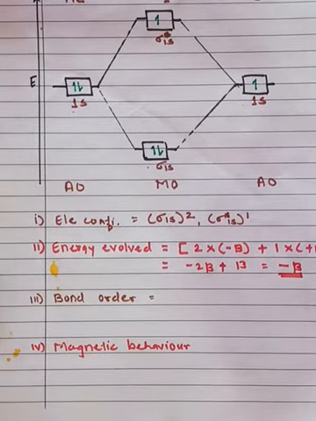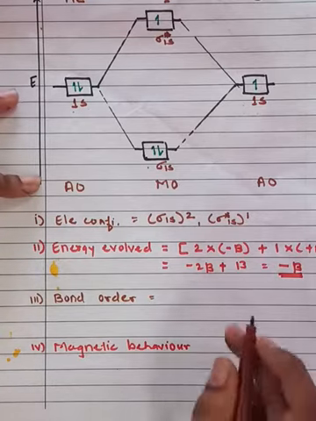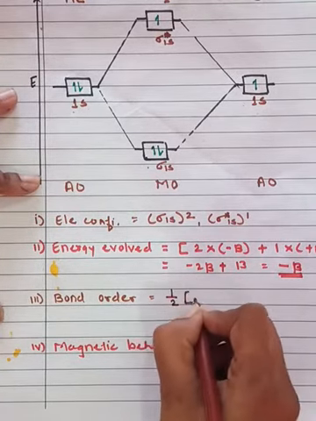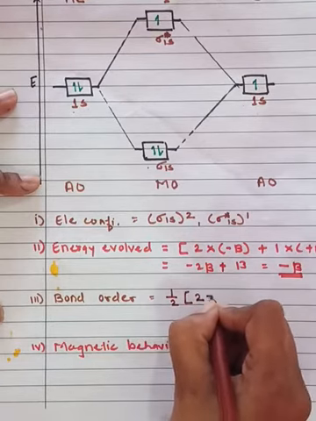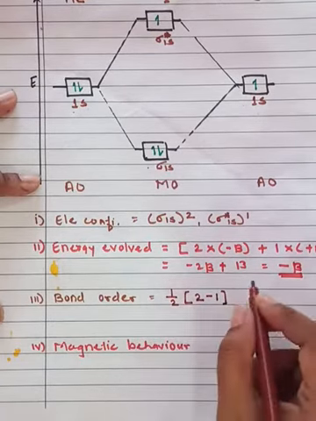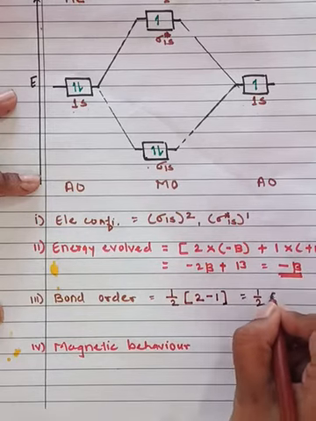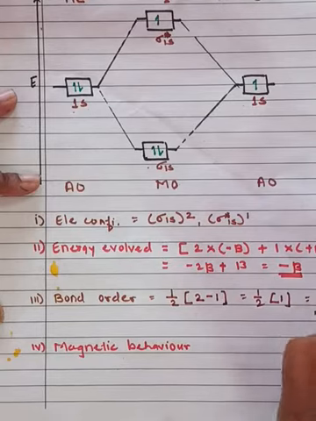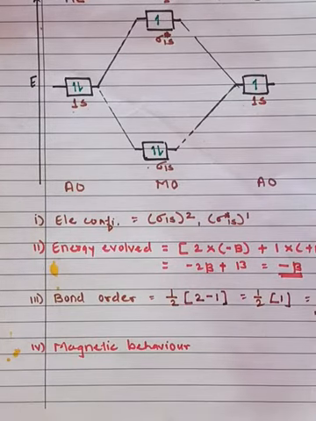Bond order of the He2 plus ion is given by the formula: 1/2 into number of electrons in BMO minus number of electrons in ABMO. So it becomes 1/2 into 2 electrons in BMO and 1 electron in ABMO, which is 1/2 into 1, which is equal to 1/2. So the bond order of the He2 plus ion is 1/2. So we can say that this He2 plus ion is somewhat stable.